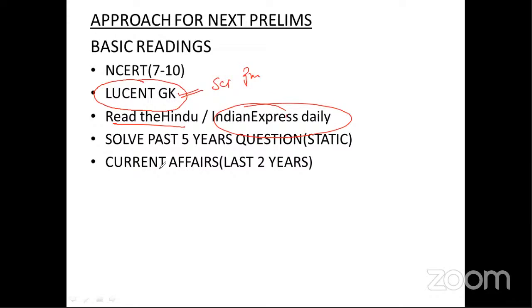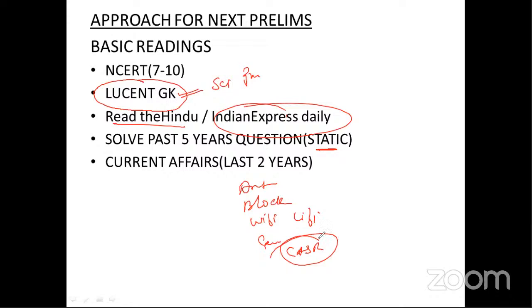Okay, solve past 5-year questions. Static, again, I am here saying the static portion. Solving a past year question, you can find topics like artificial intelligence, blockchain technology. Then you find what is the difference between Wi-Fi and Li-Fi technology. Then biotechnology, gene editing method, Cas9.